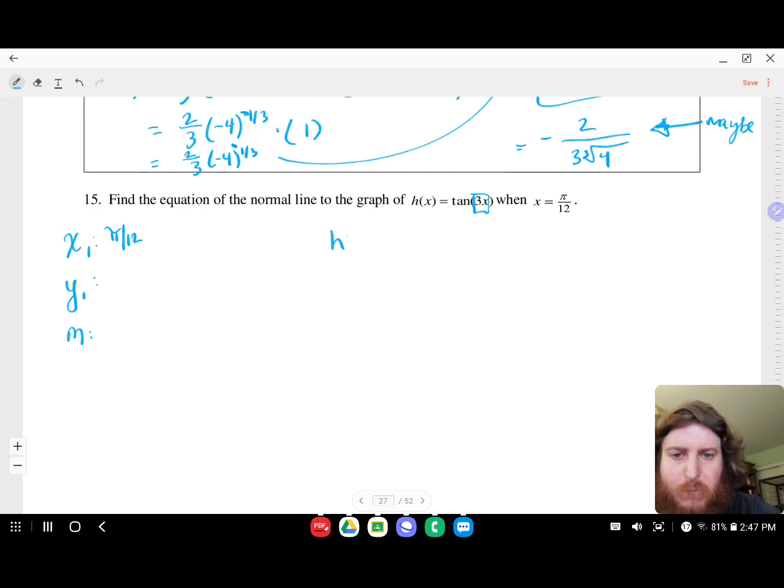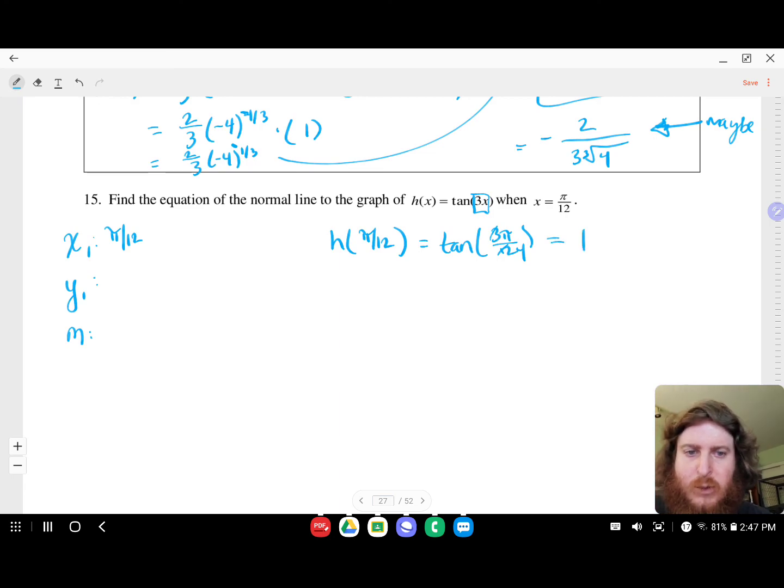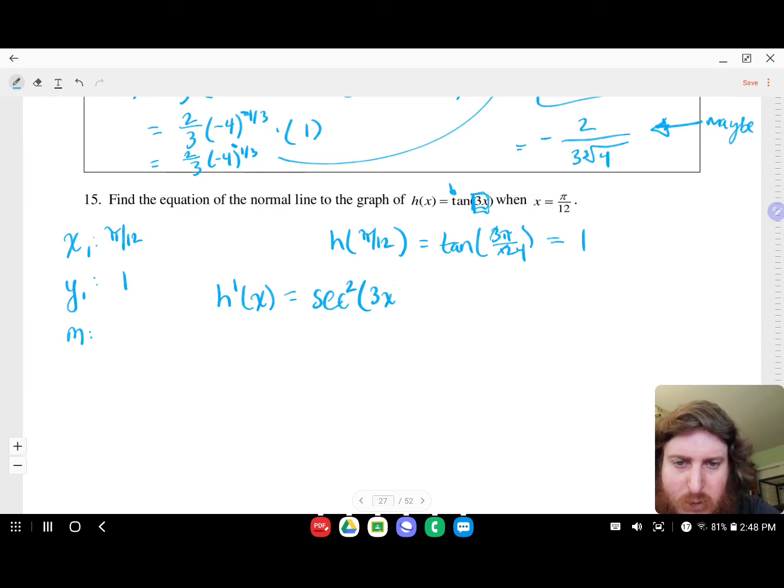So to get the y1, we're going to just plug in pi over 12. That's tangent of 3 pi over 12, which is tangent of pi over 4. And the tangent of pi over 4 is a really easy one. It's just 1. Okay. So next, now we're going to take the derivative first, and then we can plug in to get our slope. So the outside is the tangent. So tangent of, we already boxed it. So the derivative of tangent is secant squared of our box, and times the derivative of 3x is 3.